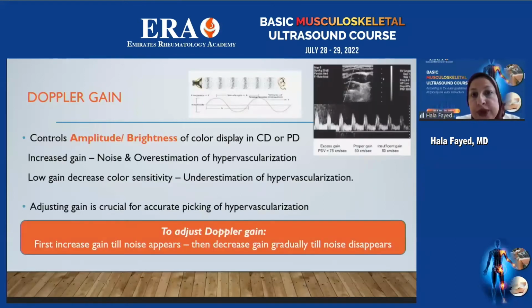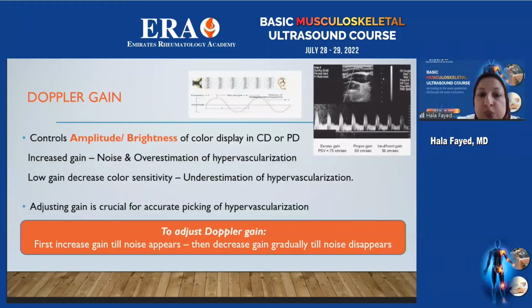What about Doppler gain? The Doppler gain, as we heard yesterday, controls the amplitude. This is the amplitude, the height of the Doppler signal, or the brightness of the color displayed, both in color Doppler or power Doppler. But if the gain is increased too much, then there will be noise and overestimation of hypervascularization. And if set too low, there will be underestimation of hypervascularization. So adjusting gain is crucial for accurate picking of the hypervascularization.